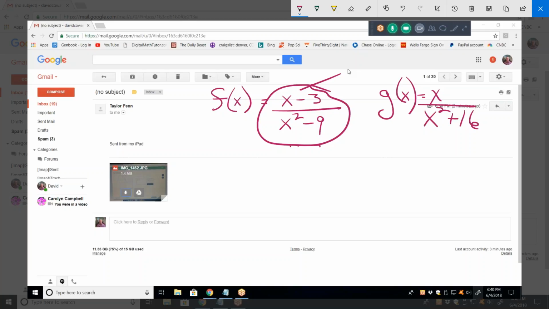Correct. In other words, the only way it wouldn't be all real numbers is if x² + 16 was equal to 0, and it can't be. That's a positive number. That's a positive number. You can't add two positive numbers together and get 0. So there is no way to make the denominator 0.